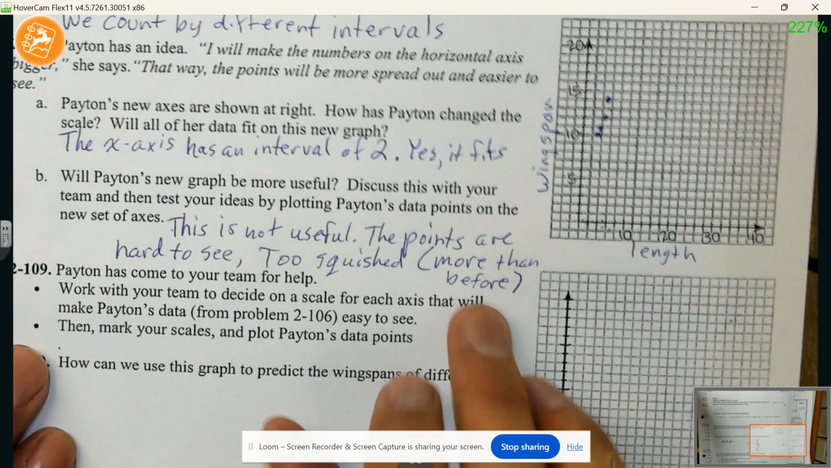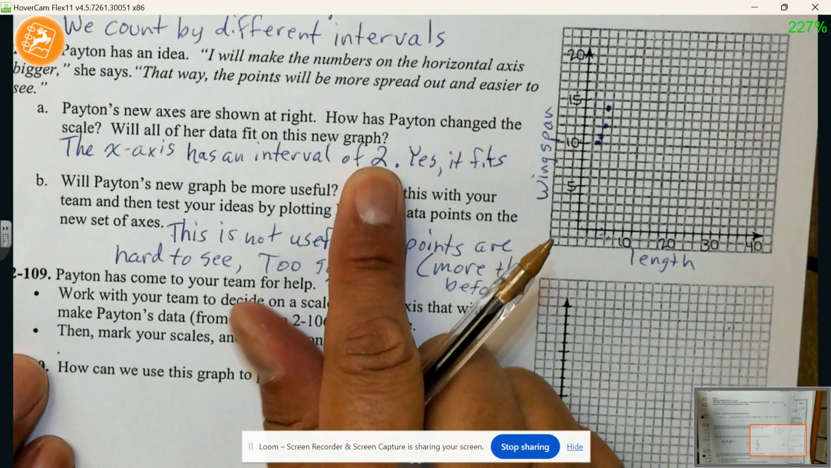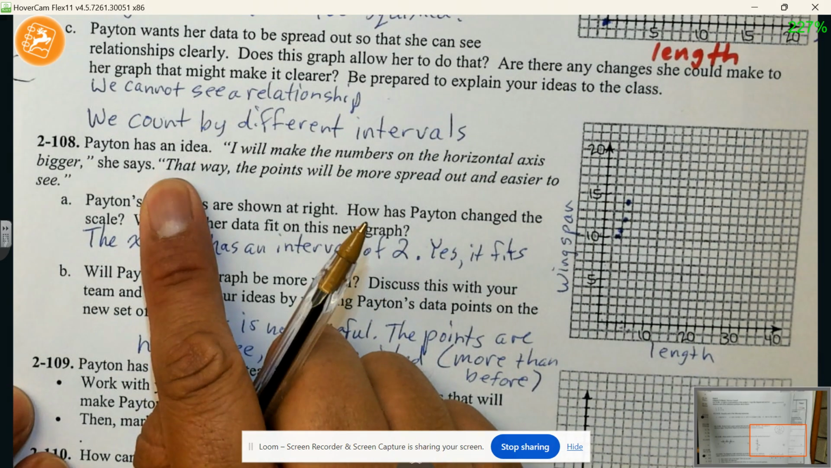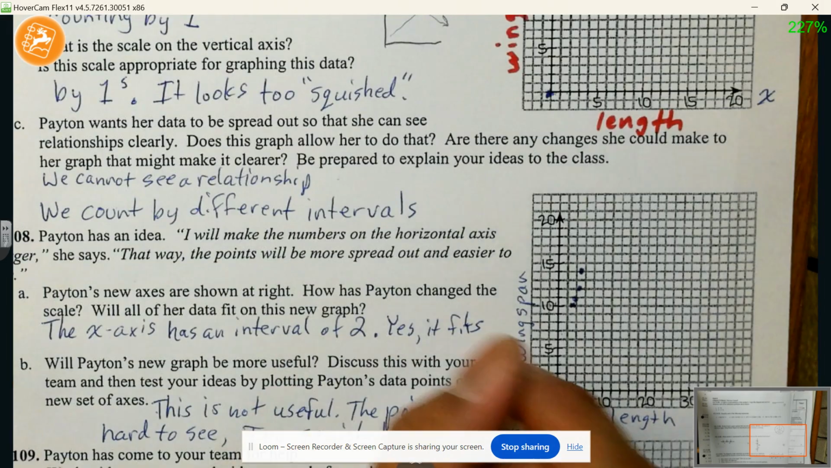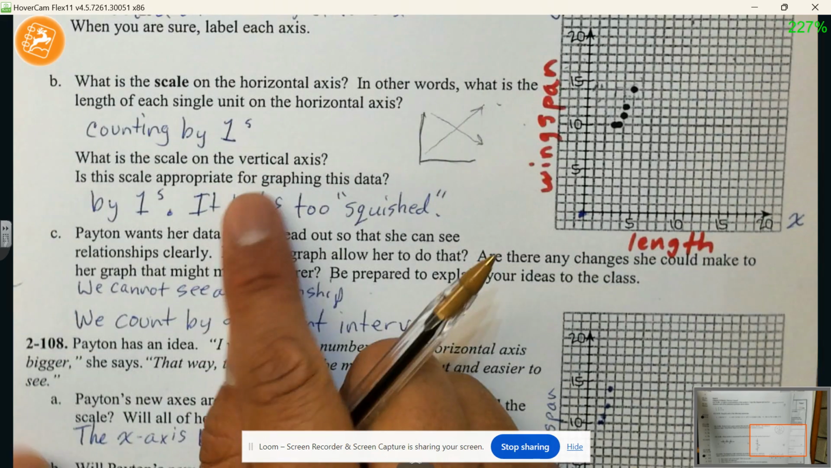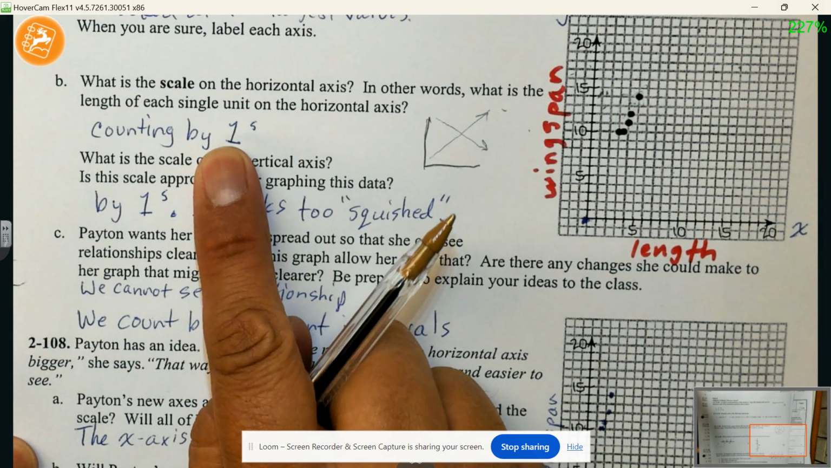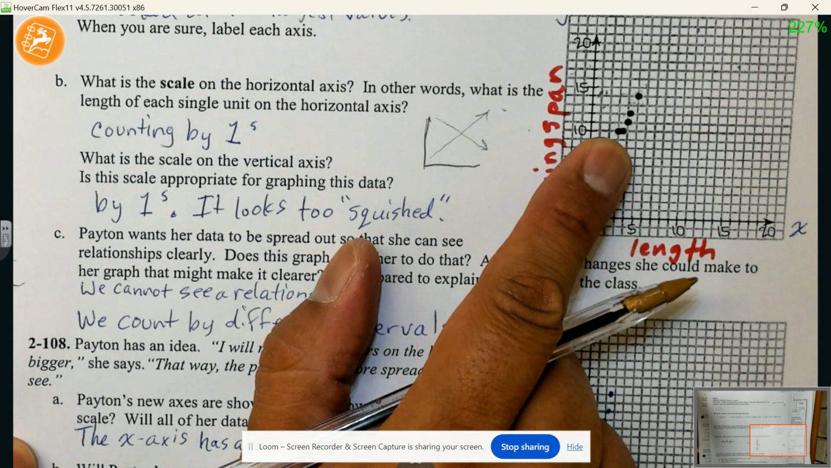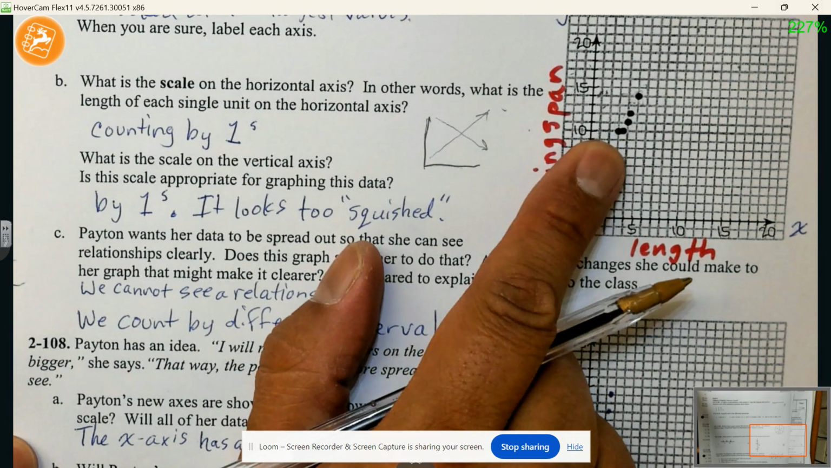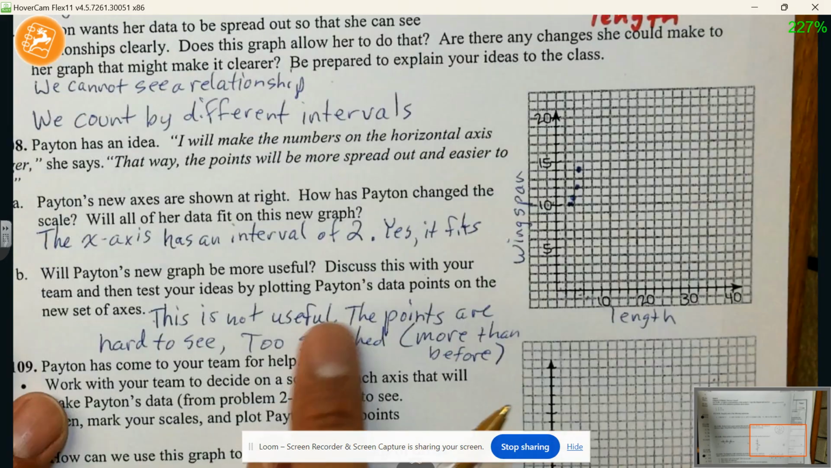Okay, so when we counted by intervals of 2, Peyton thought, oh, this is a good idea. If I use bigger numbers, it's going to be more spread out. But when we counted by 1, it seemed to be more spread out. Okay, so what's going on here? We counted by 1, it's more spread out than if we counted by 2s. So what do you think would be a good idea?